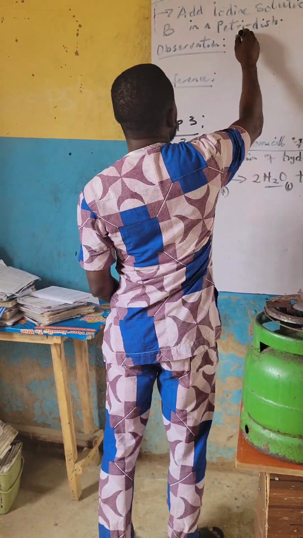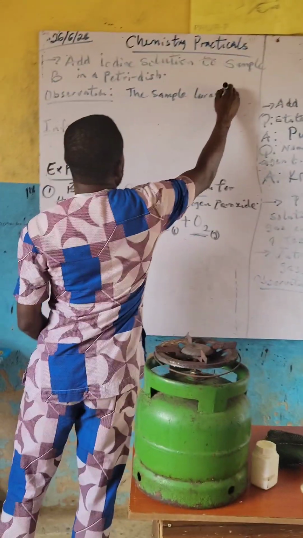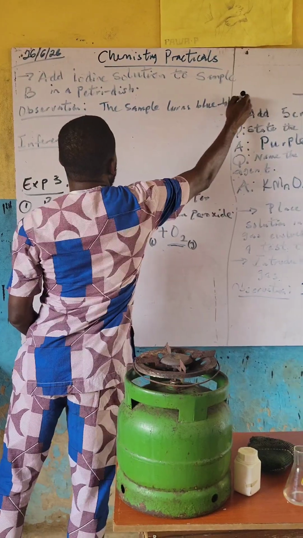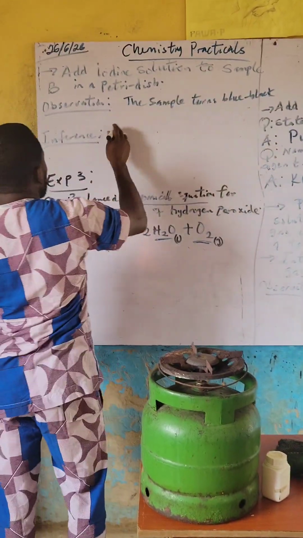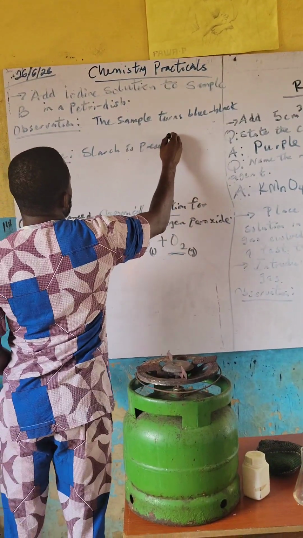Observation: the sample turns black. Inference: starch is present.